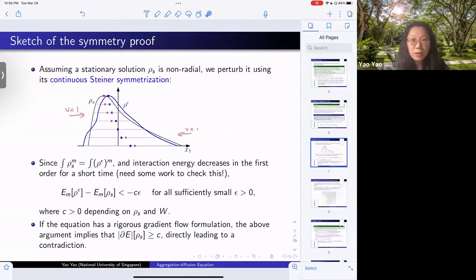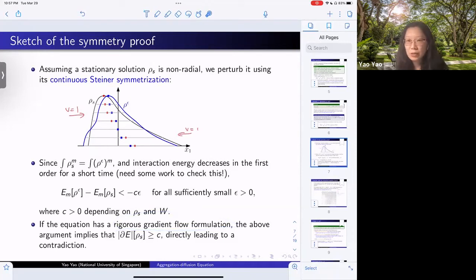So once we justify that, it means that if we are in an ideal world where the equation has a rigorous gradient flow formulation, then the proof is done. We already obtained a contradiction because this argument already gives us that this energy functional does not have a gradient 0 at rho S, right? Because we have found this perturbation that decreases the energy to the first order, and that would lead to a contradiction under a rigorous gradient flow formulation.